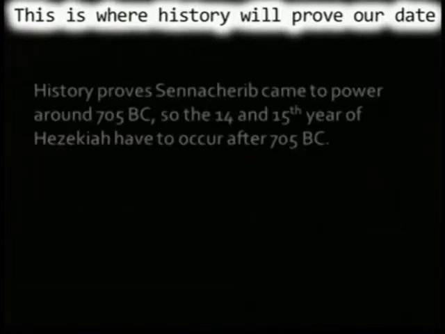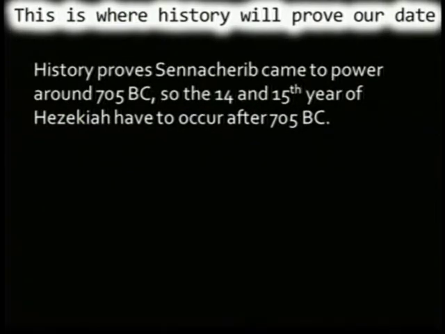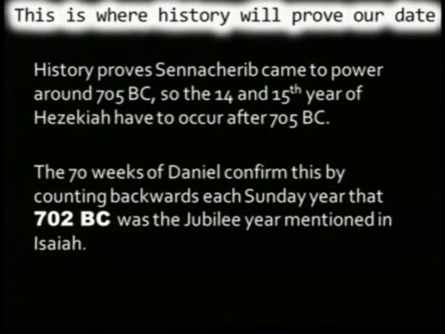This is where history will now serve as another witness to help prove our date. History actually proves that Sennacherib came to power around 705 BC. What this means is that the 14th and 15th year of Hezekiah has to occur after 705 BC. The 70 weeks of Daniel will confirm this if we count backwards each Sunday year, that 702 BC was the Jubilee year mentioned in Isaiah.